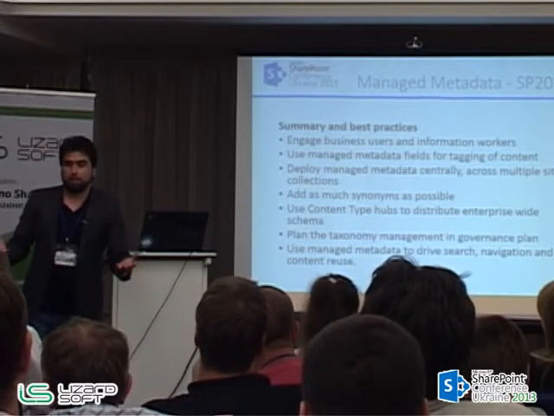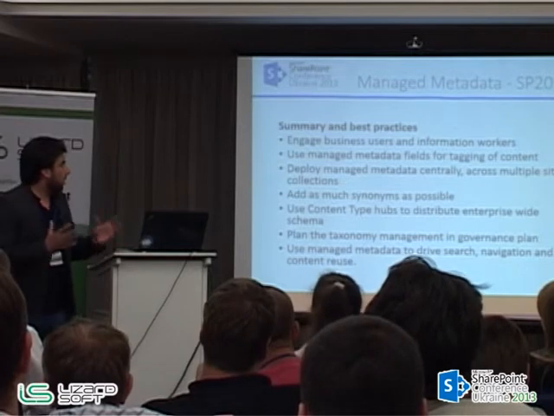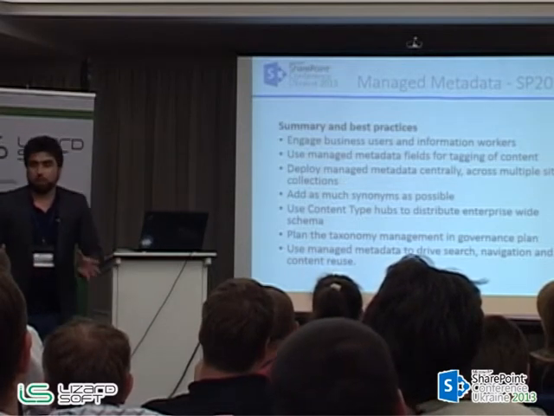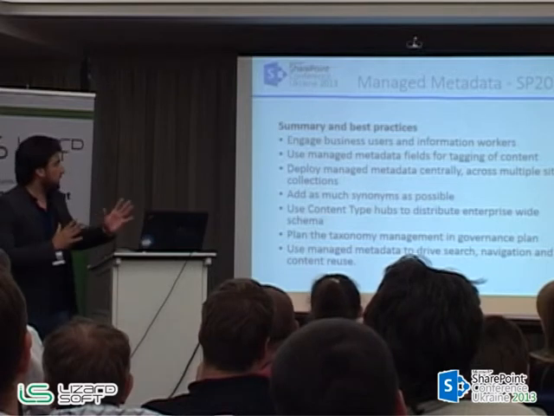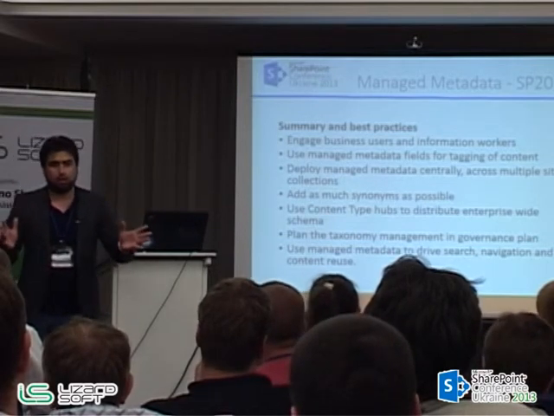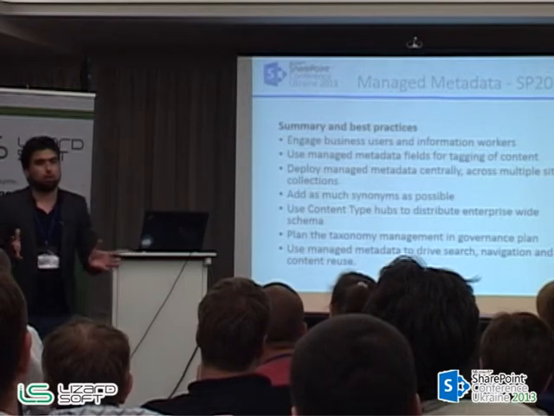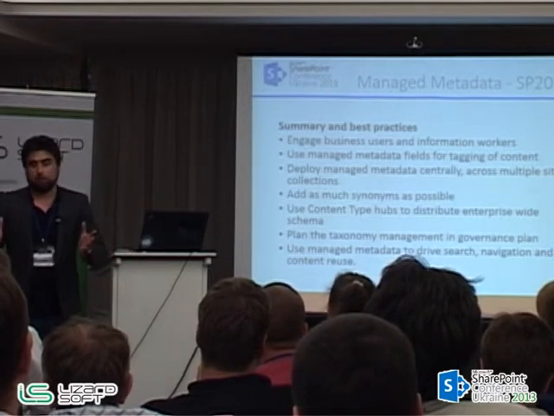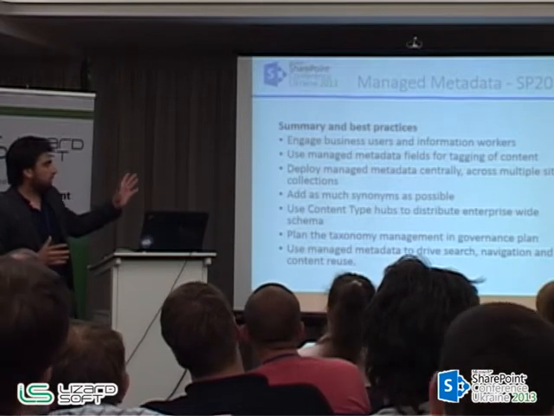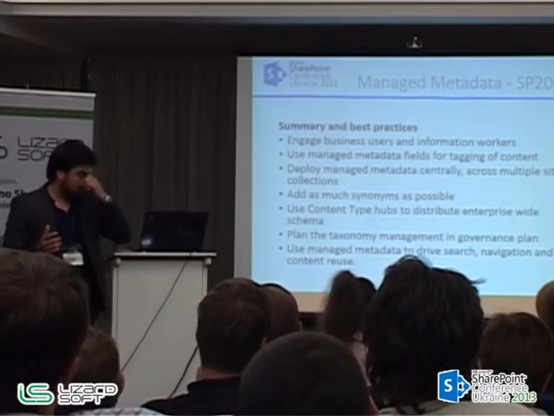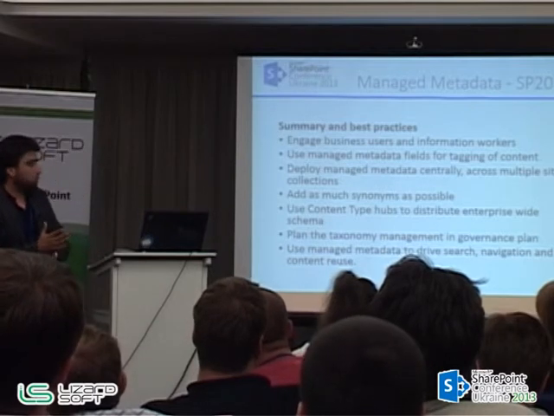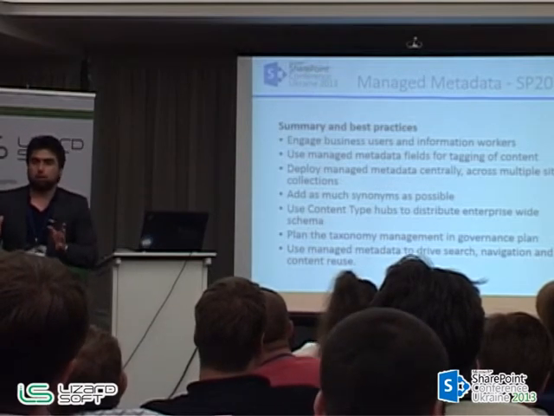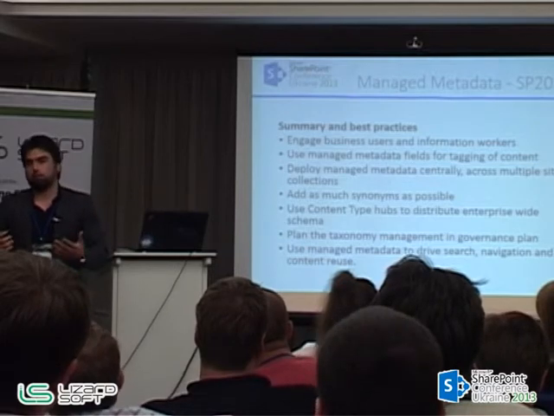When you define the managed metadata for your SharePoint collaboration site, always engage business users and information workers. And use managed metadata fields for tagging of content. Always tag your documents, lists and all your content in a SharePoint portal. Deploy managed metadata centrally across multiple site collections. You can use the content type hub and use synonyms as much as possible. For example, Apple is one term, and you define Apple INC. as another one. So you can use synonyms to help the content editors or users to tag the content.